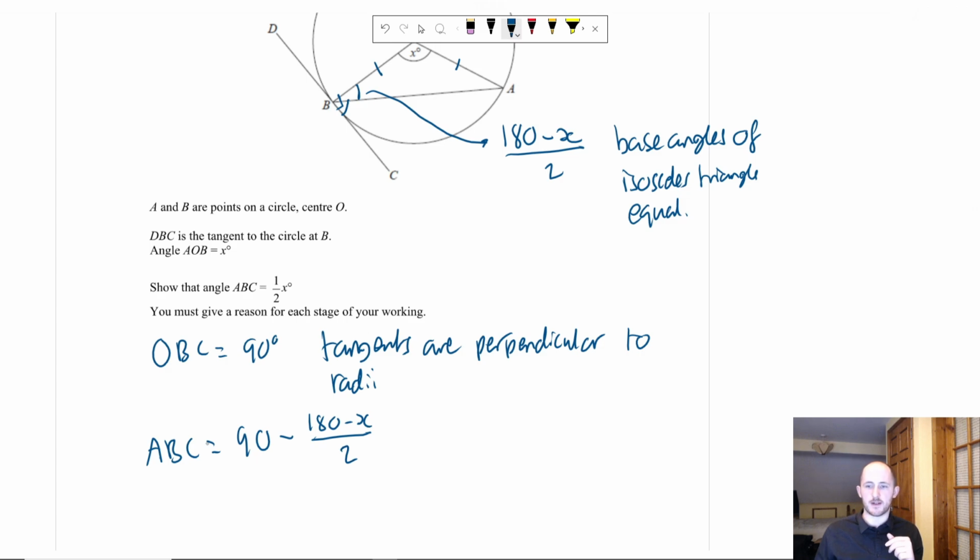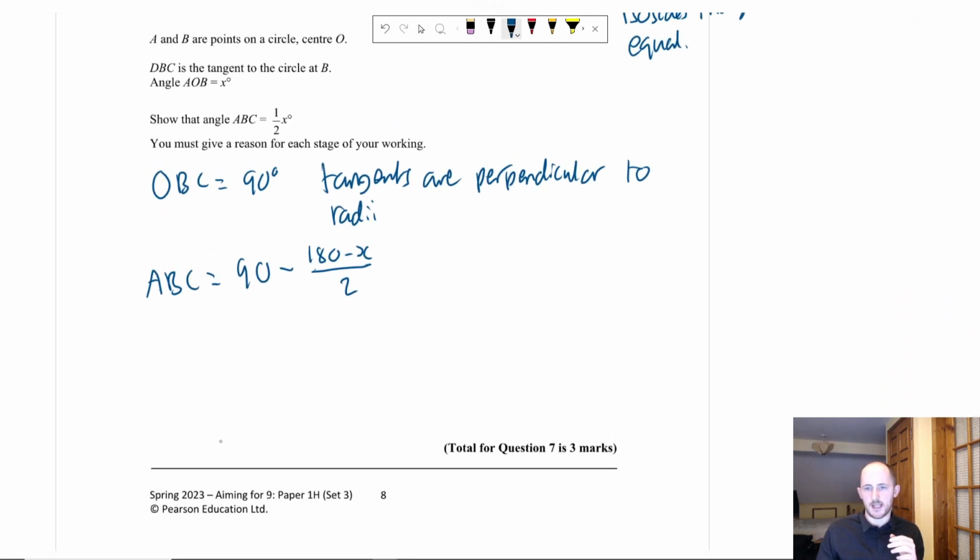So what I'm going to do now to actually work this out is I'm going to divide these things both by 2. So I'm actually going to do the fraction, right? So that's minus 90. That'll be plus now x over 2. These 90s cancel, so we're left with just x over 2, which is the final answer.